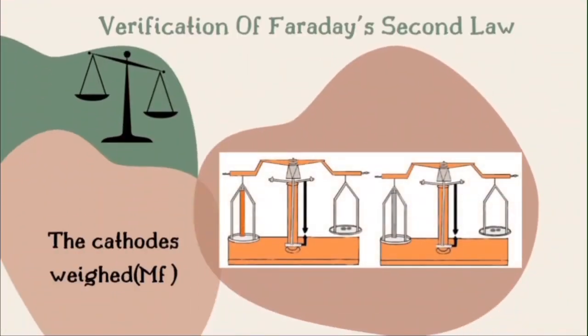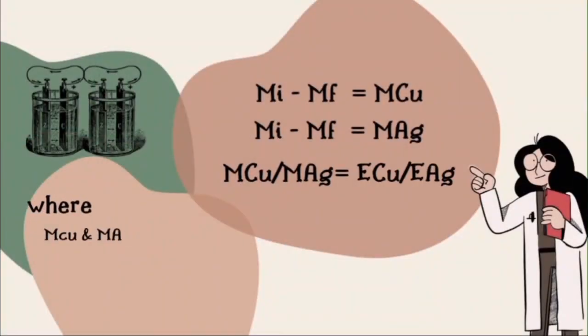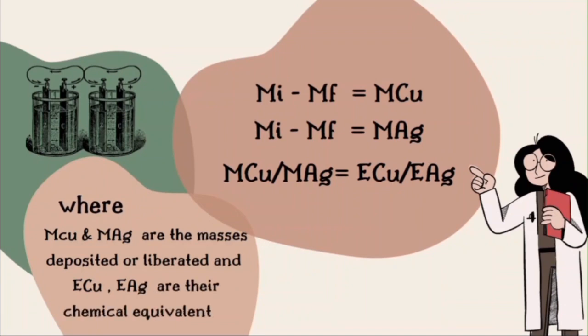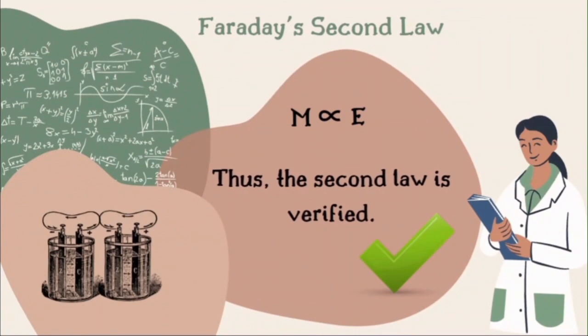Then the cathodes are taken out, dried and weighed, Mf. For copper, subtract M initial from M final. Mi minus Mf equals m for Cu. And for silver, it is the same. Mi minus Mf equals m for Ag. It is found that m for Cu by m for Ag is equal to E for Cu by E for Ag, where E for Cu and E for Ag are the chemical equivalents of copper and silver respectively. mCu divided by mAg equals ECu divided by EAg. m is directly proportional to E, thus, the second law is verified.